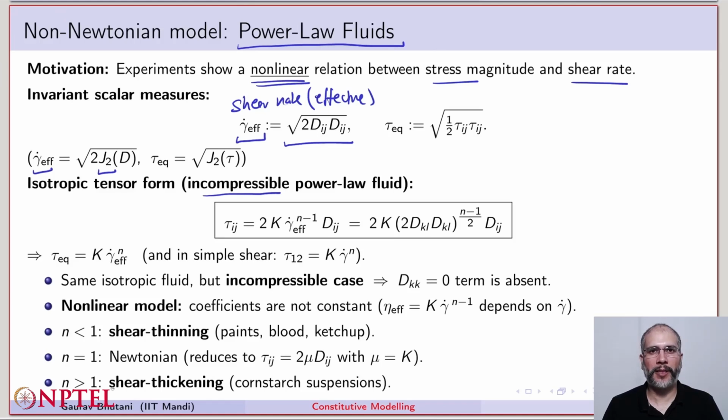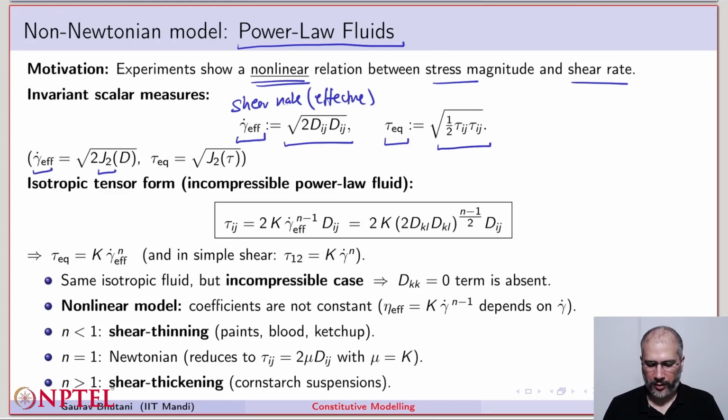So if gamma dot effective increases, then the viscosity could increase or decrease depending on the behavior of the material, but we could quantify the viscosity as a function of gamma dot effective. So J2 is a useful invariant to collapse a complete 3D tensor into one single scalar. And similarly, we also define something called an equivalent stress, which is again an invariant, tau_ij times tau_ij.